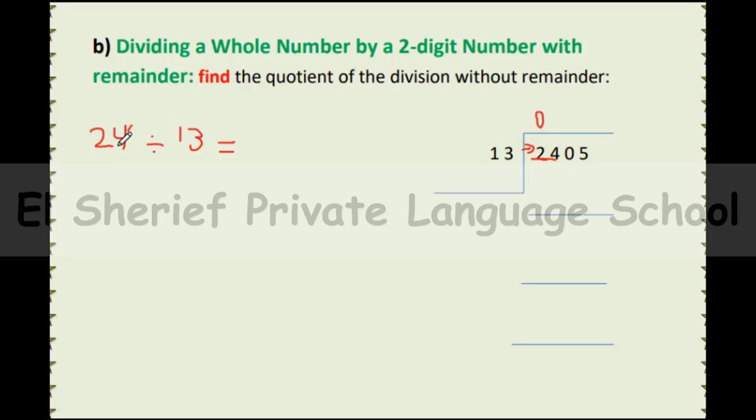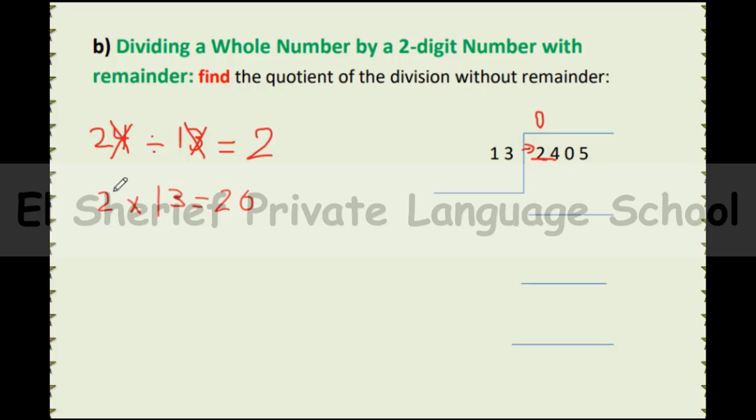First we will cover the unit digit of 24 and the unit digit of 13. So here we have 1 and here we have 2. So 2 divided by 1 equals 2. Excellent. Okay, this is the first step. Then we will take 2 and multiply by 13. 2 times 3 equals 6, and 2 times 1 equals 2. Excellent. But 26 is more than 24, and we must choose a number that is equal or less than 24.